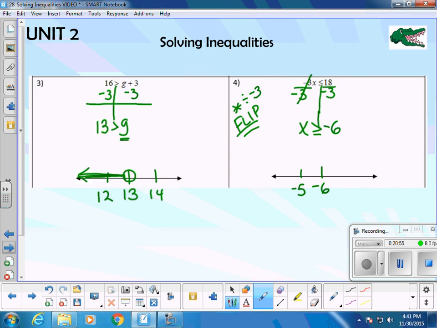Negative, oops, I did that backwards. That should be negative 7. And this is negative 5. It is an equal to, so it's a solid circle, and it says x is greater than negative 6, so I'm going to the right because they're bigger. My solution is bigger. I'm not checking these. You should be checking each one, but I'm not checking these just for the sake of time.